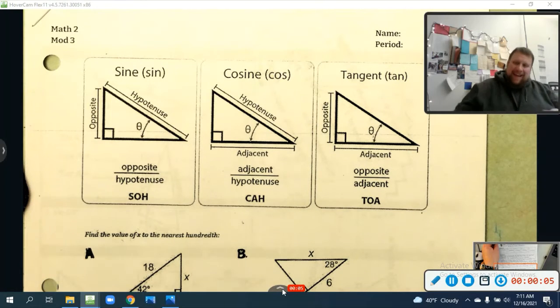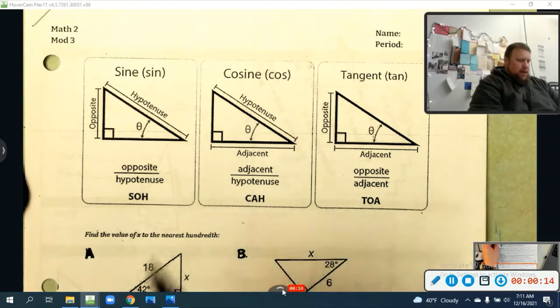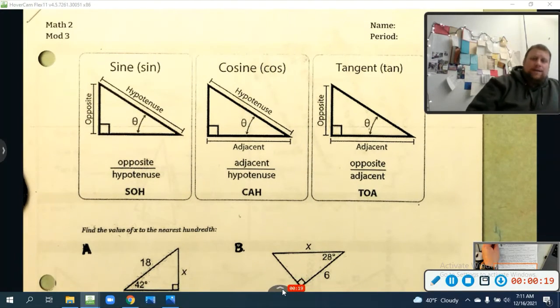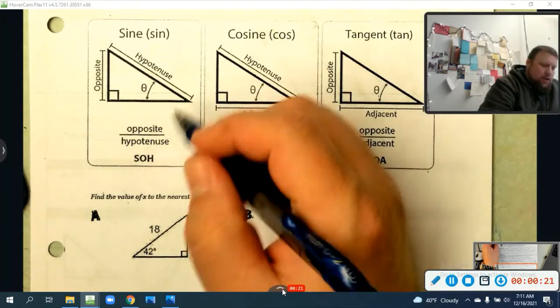We talked about tangent earlier, so now we're going to add in two more, sine and cosine, to go with that tangent. And we're going to learn about the concept of SOH CAH TOA, which is awesome. It's how I remember it. But first of all, let's talk about sine.